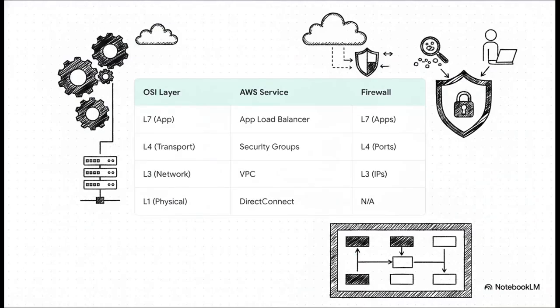So why does all of this actually matter to a networking newbie today? Let's pull this right out of the textbook and apply it to modern cloud architecture. Take a look at this table. Notice how AWS services and firewall types map absolutely perfectly to the layers we just learned?